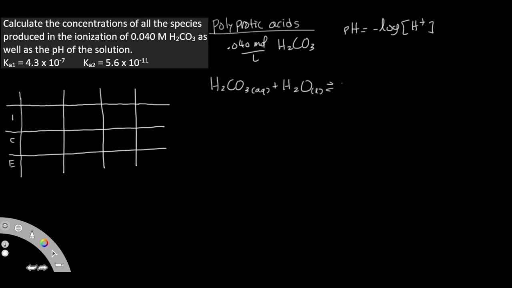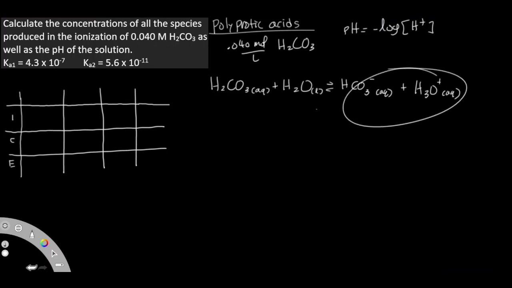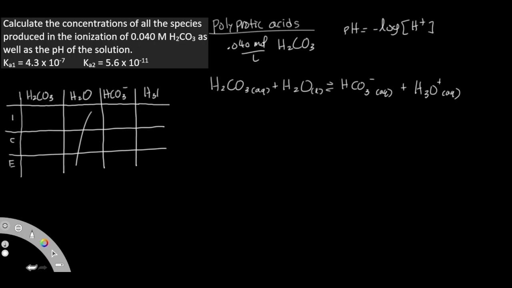This one donates, so it becomes HCO3 1 minus aqueous. And this here becomes our hydronium ion. What's going to happen now? Well, these are our products. This is our reactants. So let's put our H2CO3 here, H2O over here. These all remain constant. Then of course this becomes HCO3 1 minus, and this becomes H3O plus.